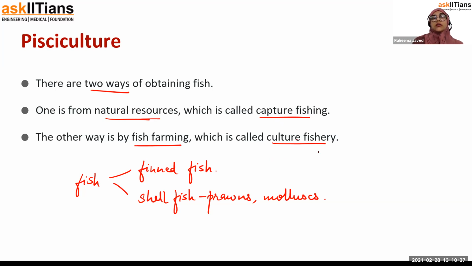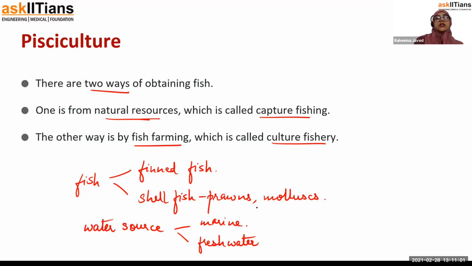And there are two water sources also. Depending upon the water source, the fishes are also of two types: marine water fishes and freshwater fishes. There is also a place where seawater gets mixed with fresh water, and that water is known as brackish water. Some of the fishes can be obtained from brackish water also.